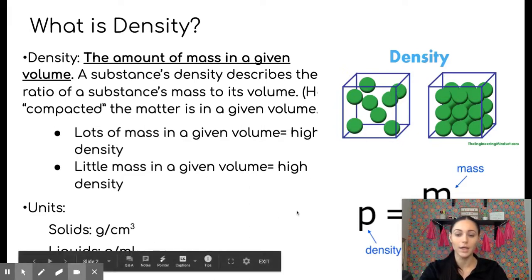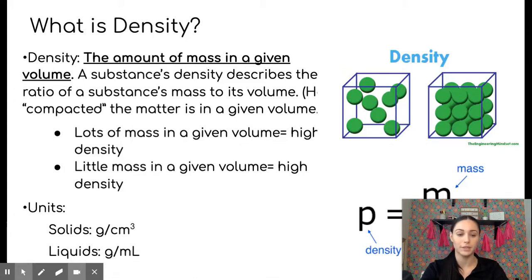The good thing here is that it is a direct one-to-one conversion between cubic centimeters and milliliters. So all you need to do is change the unit. That means if I have 10 cubic centimeters, I also have 10 milliliters. They are a one-to-one conversion.